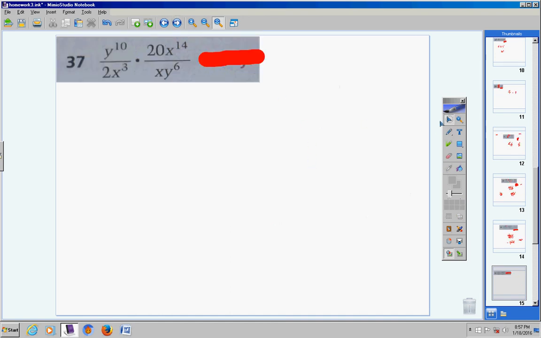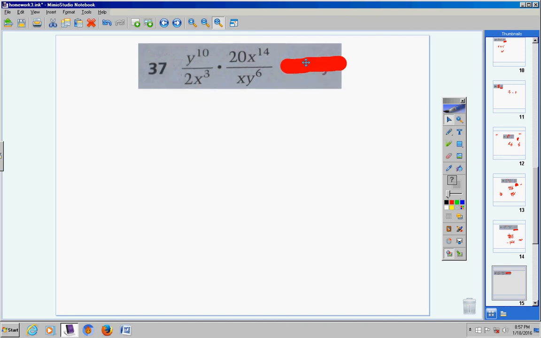And lastly, number 37. We're going to multiply top times the top. You have a coefficient of 1 here. 1 times 20 is 20. You have a y here, no y over here, an x here, no x over here. So x to the 14th, y to the 10th.